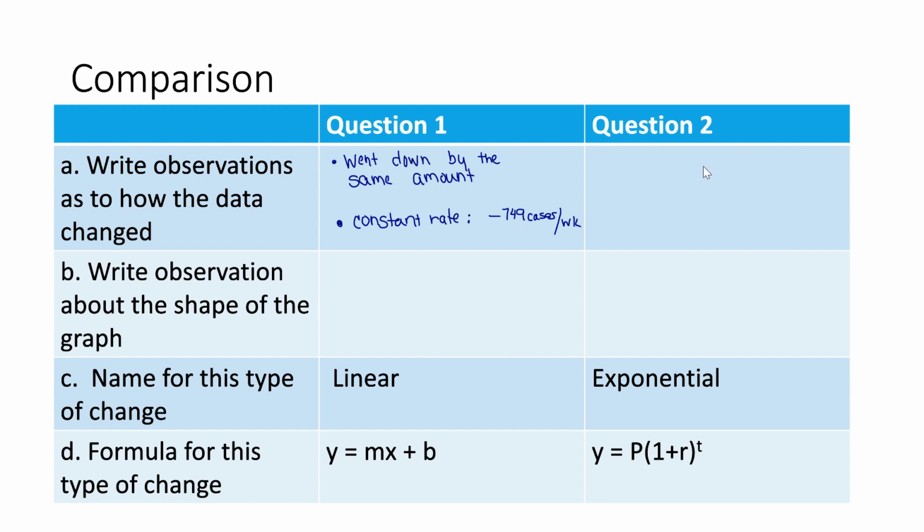In question 2, we saw that it did not drop by the same amount. So instead, it dropped by the same percentage. And so when we have that drop by the same percentage at the beginning, when the total was pretty big, it dropped by a bigger amount than later on. So it did not drop by the same amount.